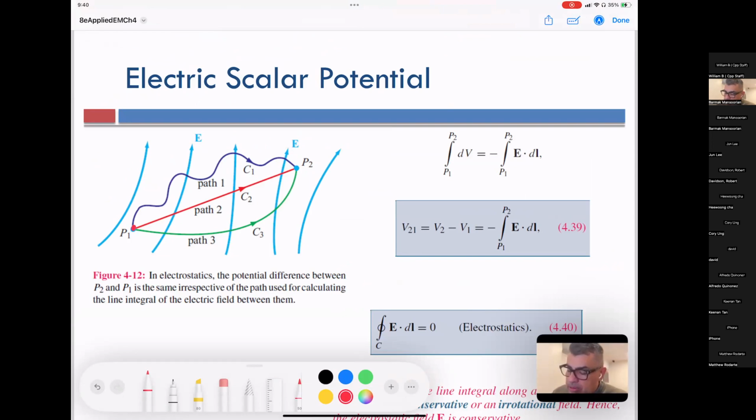So let's say I go from this point P1, along C2, and come back to P1.